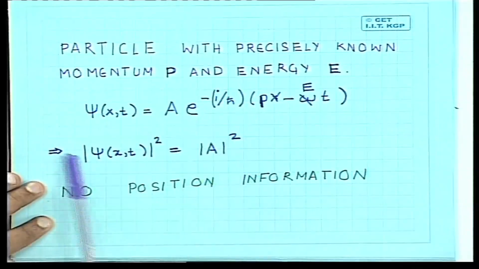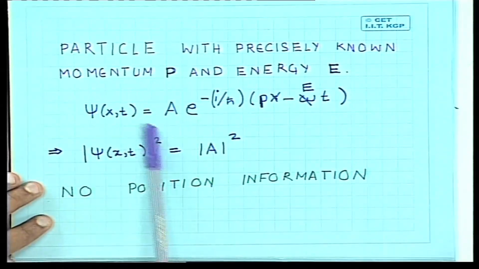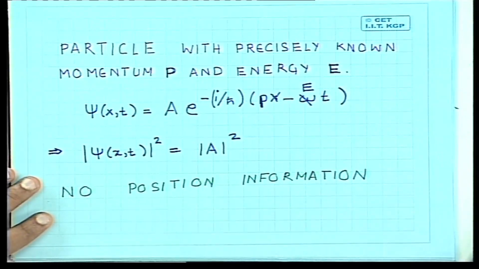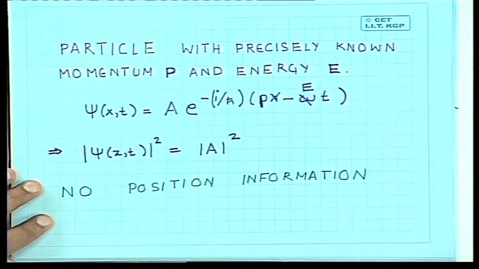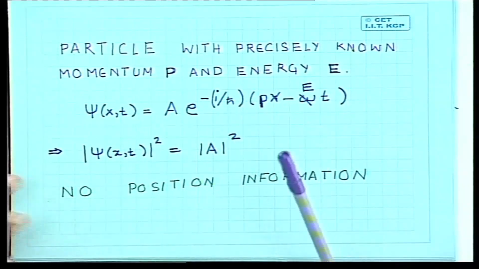Now, if you interpret this wave in terms of probability, then the probability density is the mod square of this. And we found that the probability density is a constant. So such a particle, which has a clearly defined, precise value of momentum and energy, has no positional information. It has equal probability of being everywhere at all instants of time.